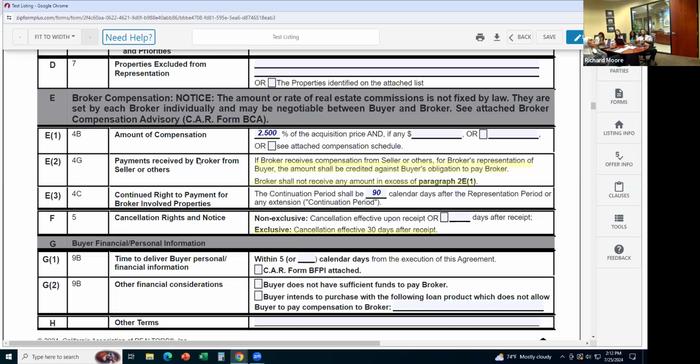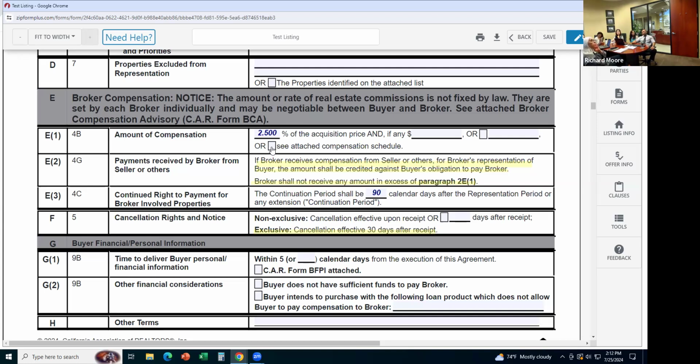So when you're filling this out, just know that you can fill in either the percentage or the dollar amount if that's what you want to do. And sometimes the buyer will like to see a dollar amount instead, they want to know how much they're paying you, right? Or the percentage. It just depends on the buyer.